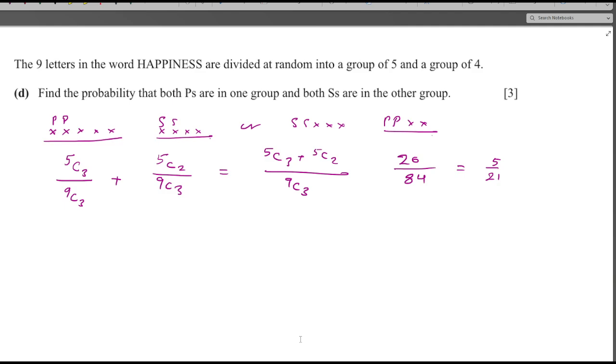Here, sorry, in the denominator, instead of 9c3, I should say 9c5, because here we are choosing 5 out of 9. So it is 9c5. 9c5, if I see, it is 126. So 20 divided by 126 is 10 divided by 63. 10 divided by 63 is your result.